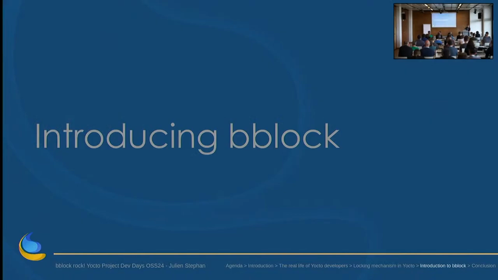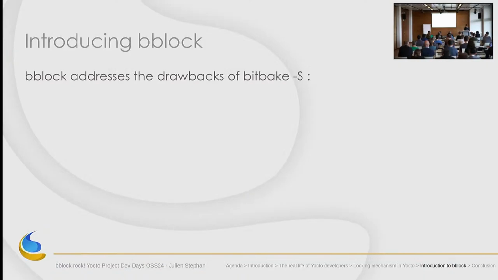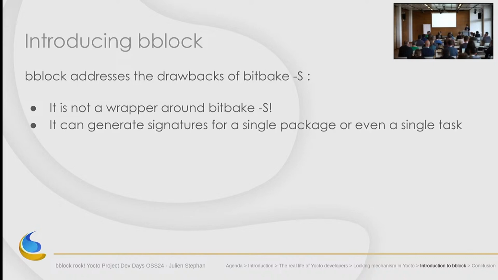So here comes bblock to help you in this task. bblock is here to address some of these drawbacks. First thing to know, it is not a wrapper around bitbake -S. It is a standalone Python script that is using the Tinfoil API to talk to BitBake. It can generate a signature for a single package or even a single task, so you won't have this huge 1,000 lines file. It will generate only the signature you want.